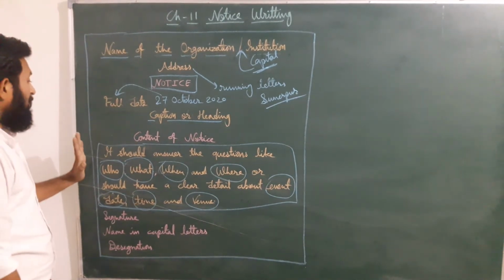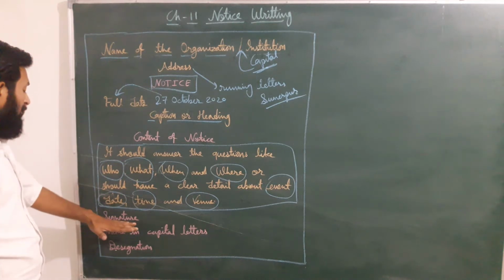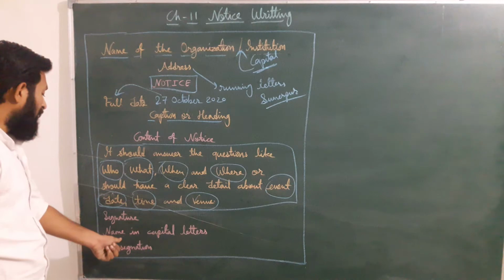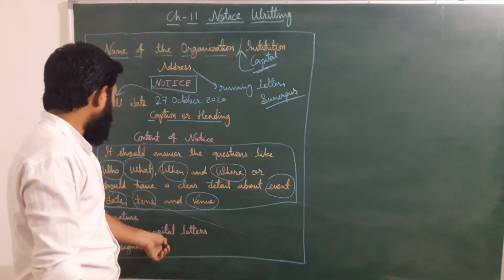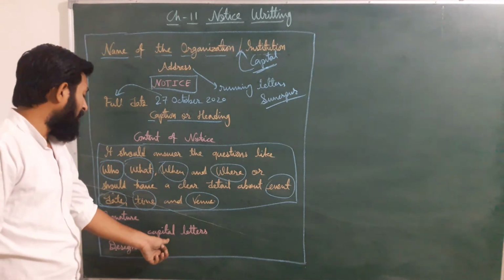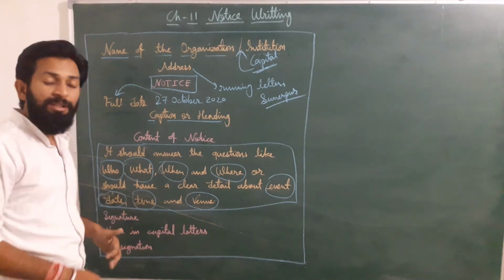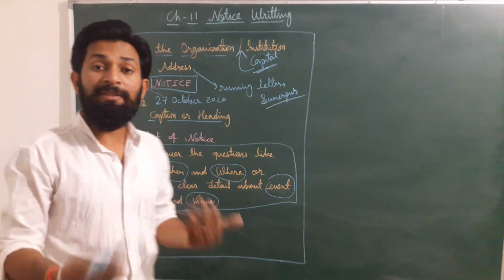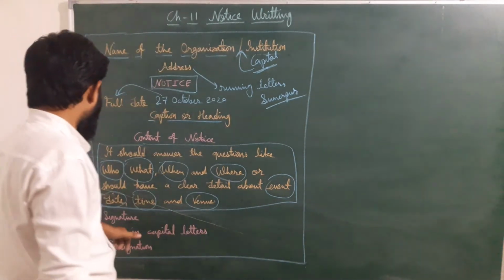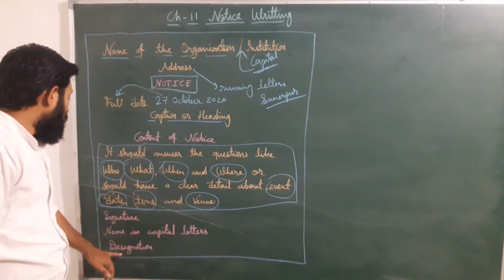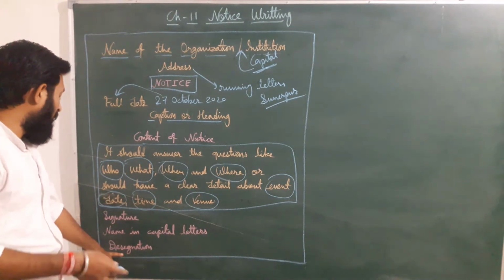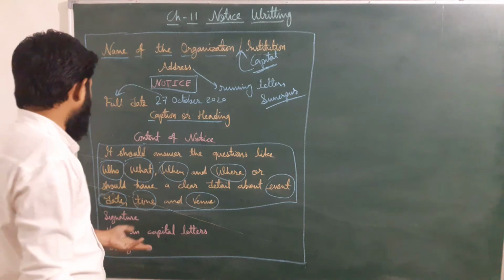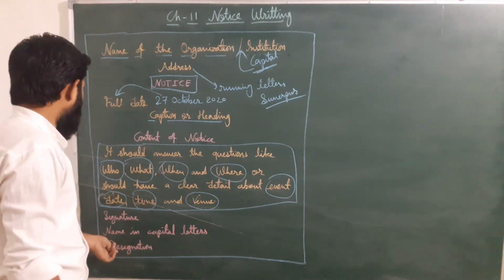After finishing the content of the notice, you have to write your signature here. At first you give your signature. After that, your name in capital letters only. Dear students, this is very important information. You have to write your name in capital letters, because signatures may be of different types and may or may not be understandable. So you have to write your name in capital letters only. After that, you have to write your designation. Who are you? Like president of a school, or president of a student union, or whatever you are. You have to mention that here.